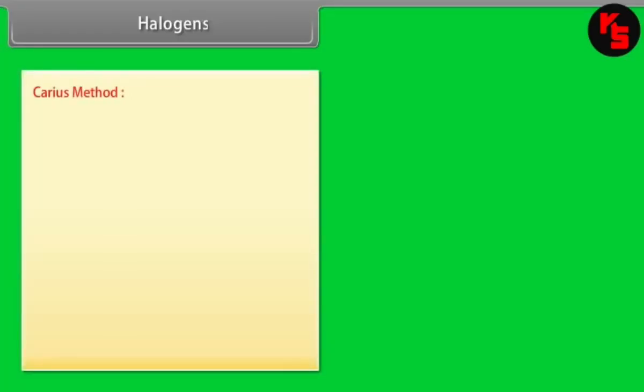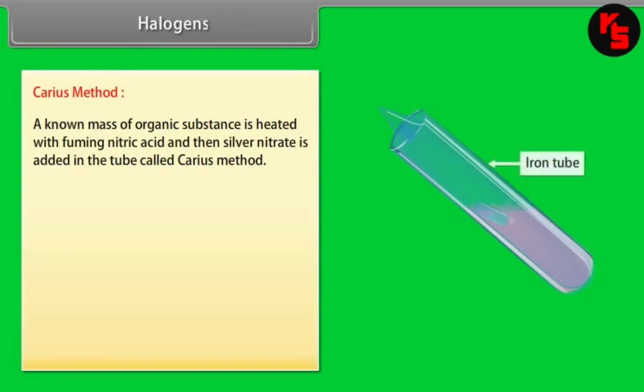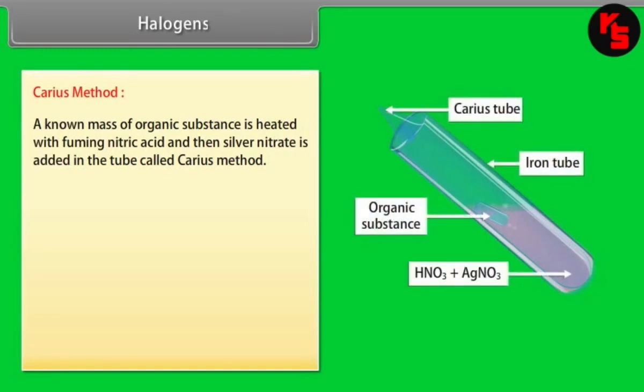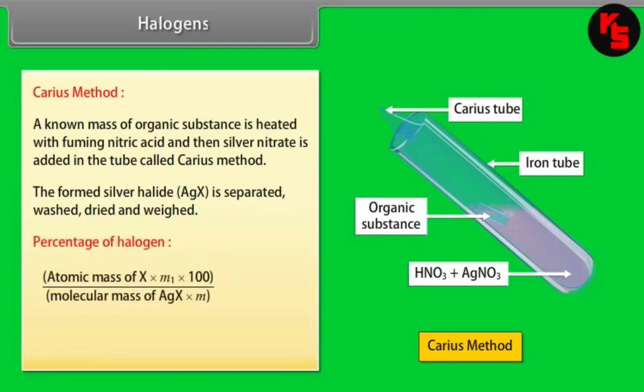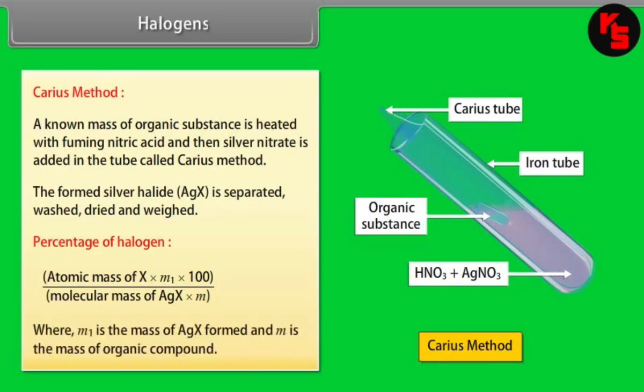Halogens. Carius method. A known mass of organic substance is heated with fuming nitric acid and then silver nitrate is added in the tube, called the Carius method. The formed silver halide is separated, washed, dried and weighed. Percentage of halogen = atomic mass of X × M1 × 100 divided by molecular mass of AgX × M, where M1 is the mass of AgX formed and M is the mass of organic compound.